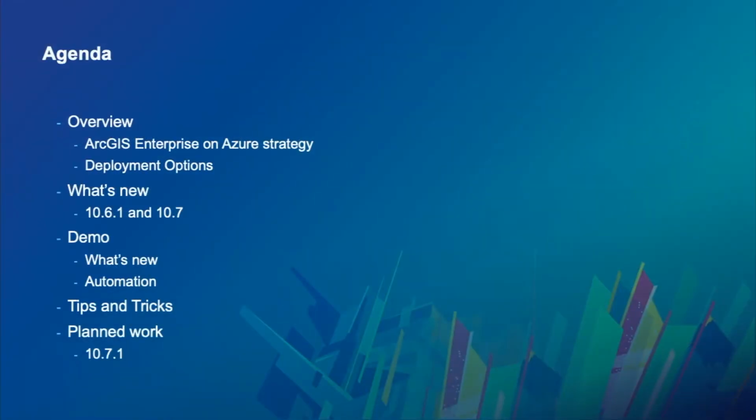So the agenda for today, I'm going to do an overview of ArcGIS Enterprise on Azure, talk about different deployment options that you have. We're going to touch upon what was new or released since the last time we met at Developer Summit with the releases for 10.6.1 and 10.7. Then I'd like to dive into some demos showing some of the new stuff that we've released, talk about different automation, and hopefully show you some code. After all, this is the Developer Summit. Give you some tips and tricks to leave with here, and then wet your whistle with some planned work that we're targeting for 10.7.1.